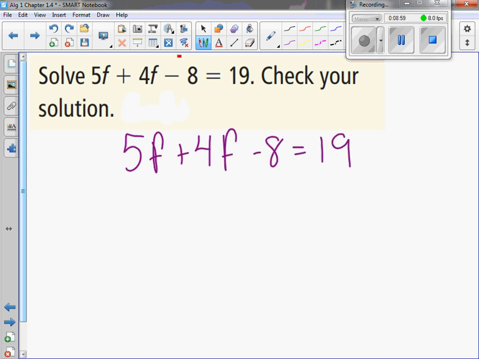5f plus 4f minus 8 equals 19. Do we have any like terms? We do, don't we? Because 5f and 4f, are they like terms? So we can combine them. What is 5f plus 4f?